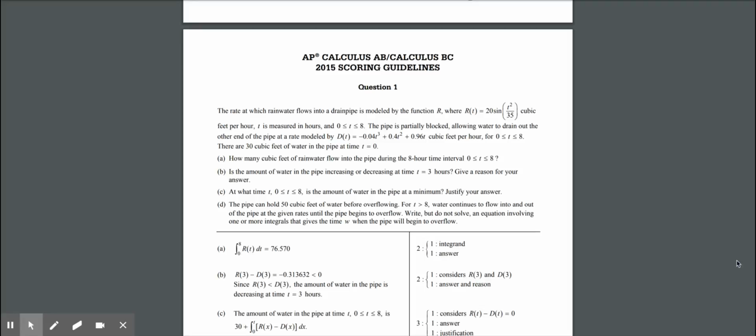Some elements of it are pretty much exactly the same, and then there's a few different pieces that are unique to this problem. So I want to go over those specifically. So let's jump into it.